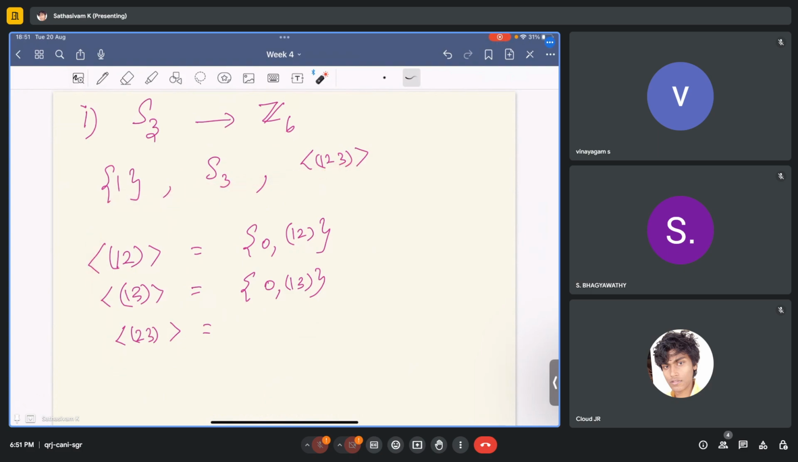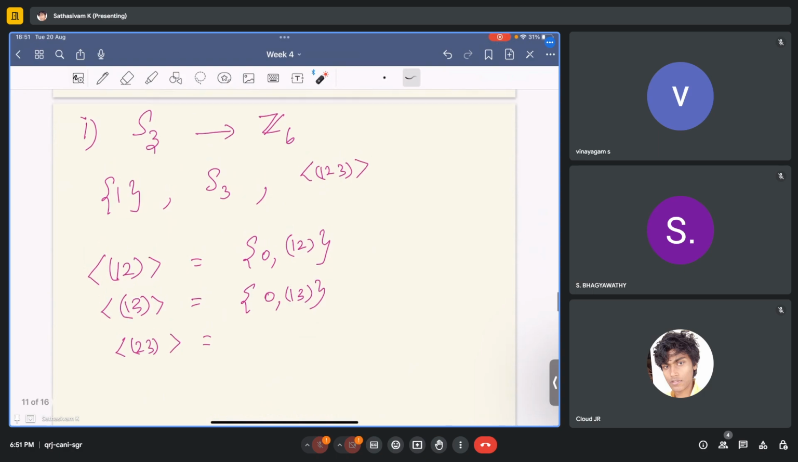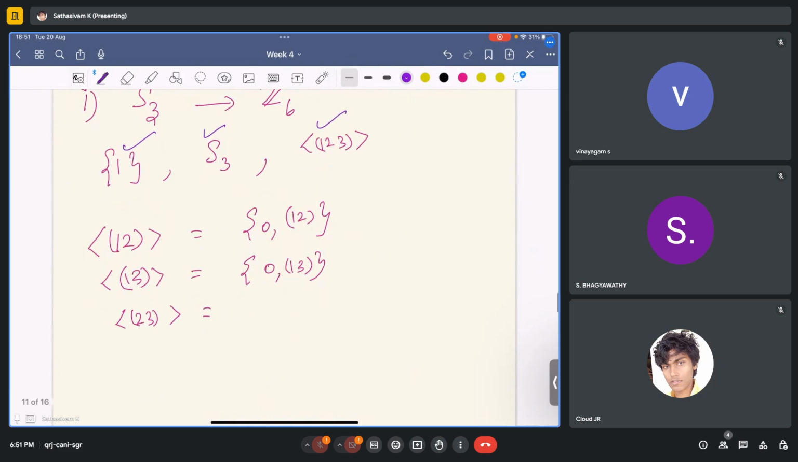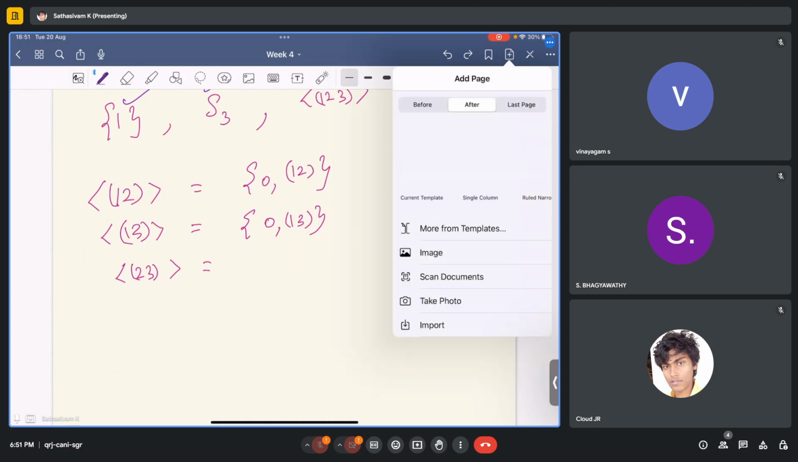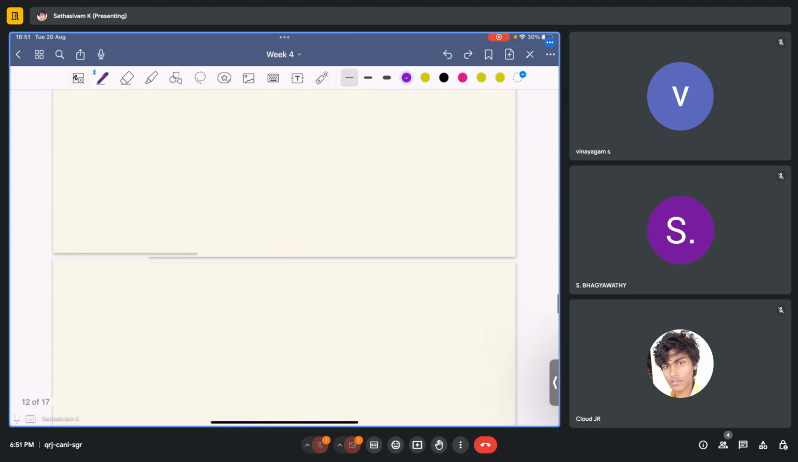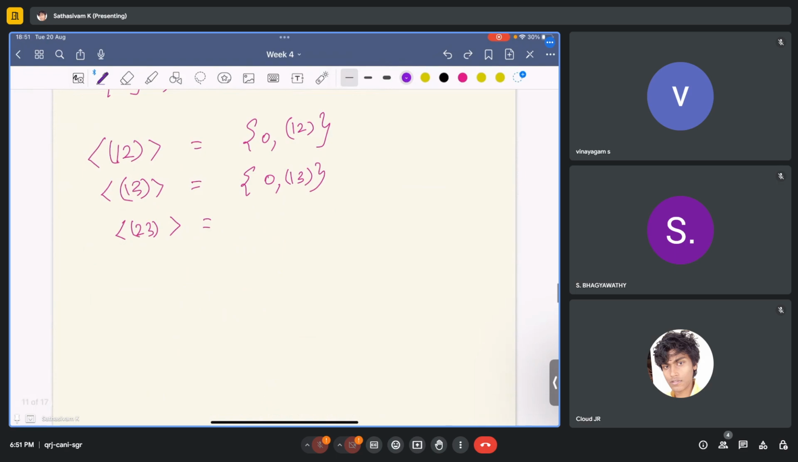Now the question is which of these are normal. What we have proved is that these three are normal. The question is whether these other three are normal. Okay, so let's prove that these groups are not normal. Claim: the subgroup generated by (1 2) is not a normal subgroup.